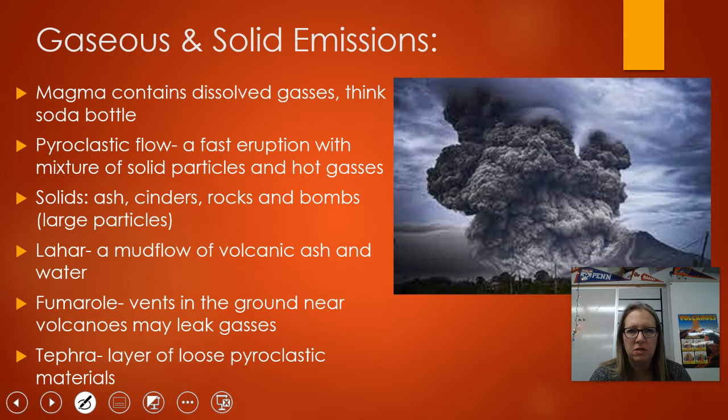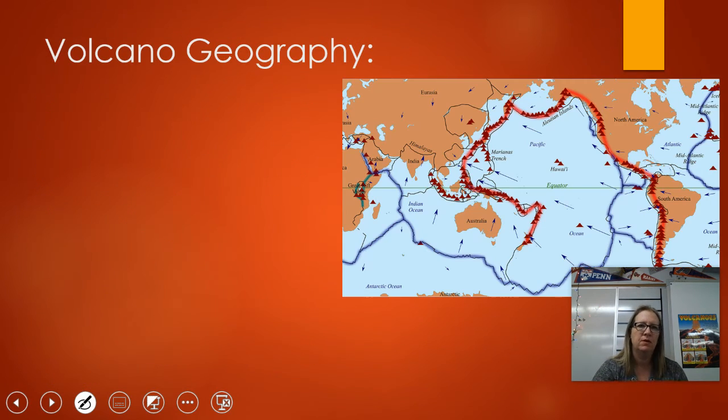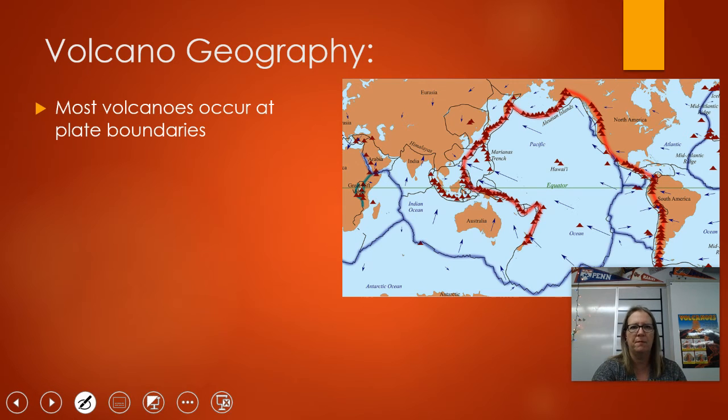Finally, we've got tephra. Tephra is just the proper terminology for the loose solids that come out, the pyroclastic materials, okay? The amount of tephra is going to be talked about a little bit later on, how we kind of rate these volcanoes, okay? All right, so where do these happen?